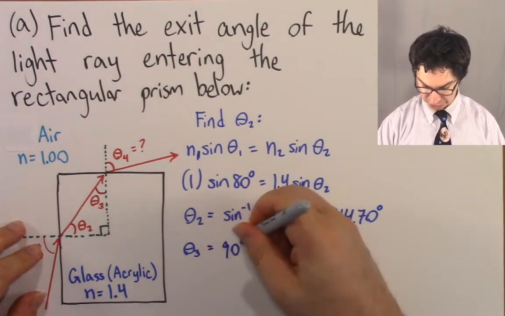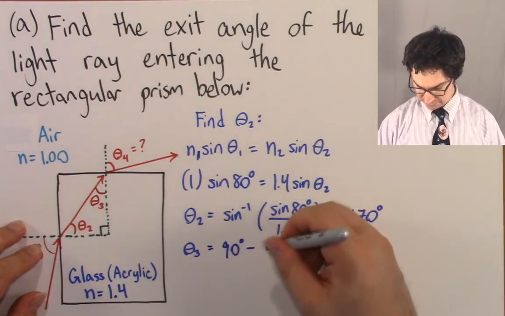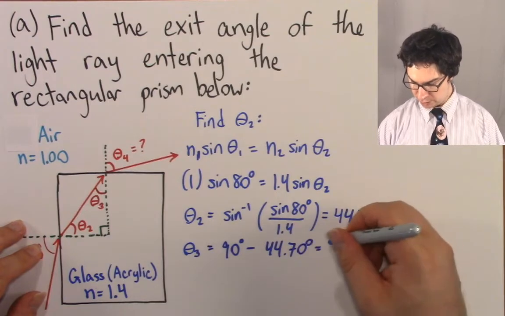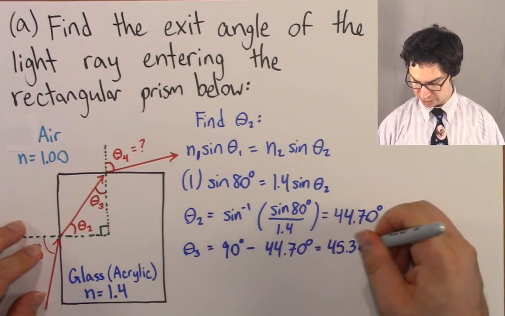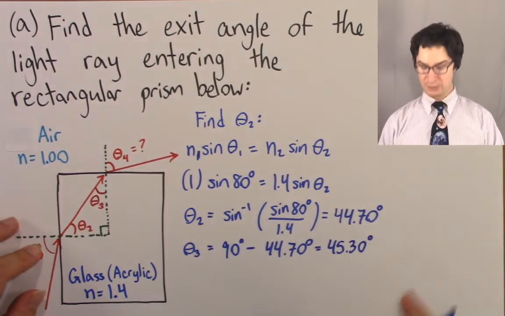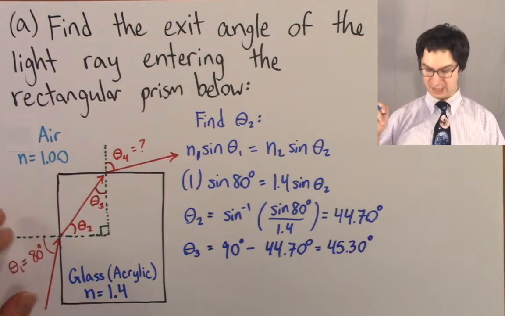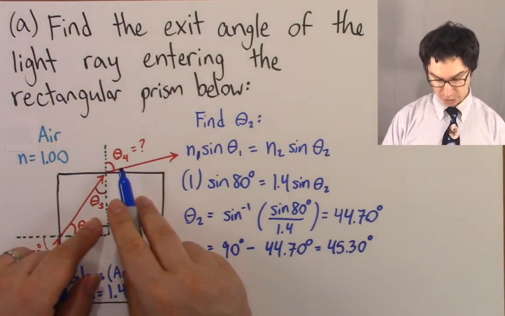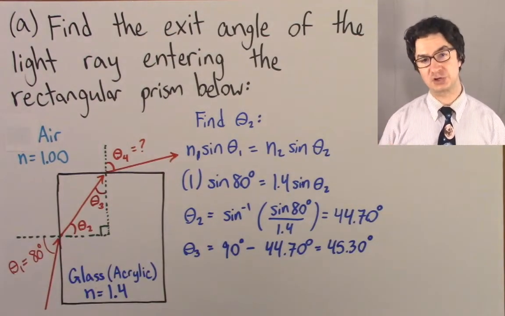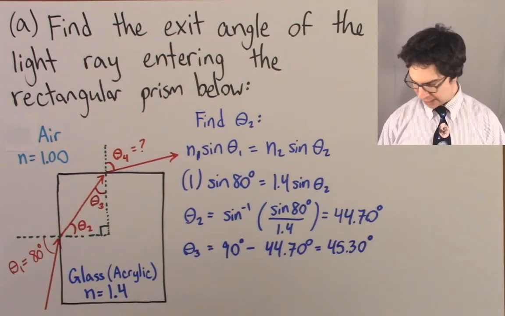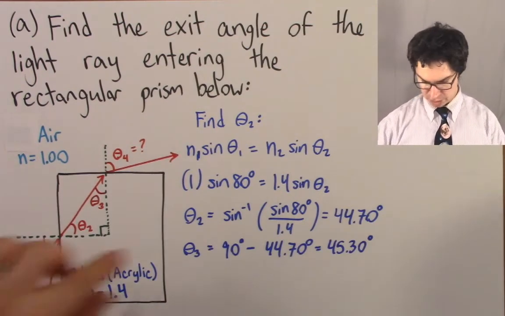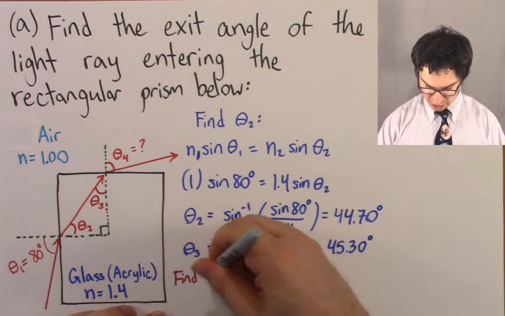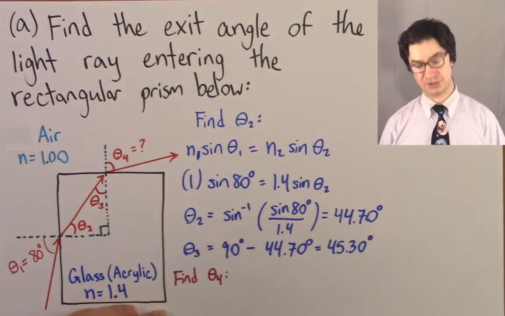90 degrees minus 44.70 degrees, or 45.30 degrees. Okay? So we just found theta 3. Fantastic. Let's go ahead now and try to find theta 4. So what are we going to do? We're going to apply Snell's law again. Let me use a different color here. To find theta 4 now, we're going to apply Snell's law.